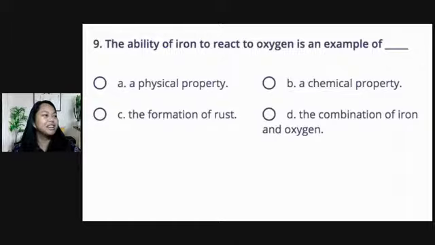Ano, Ma'am Jenilyn? Anong alam mo, Ma'am? Ayun, tumawa Sir na.